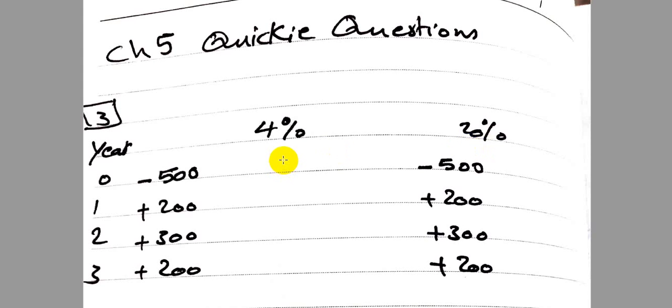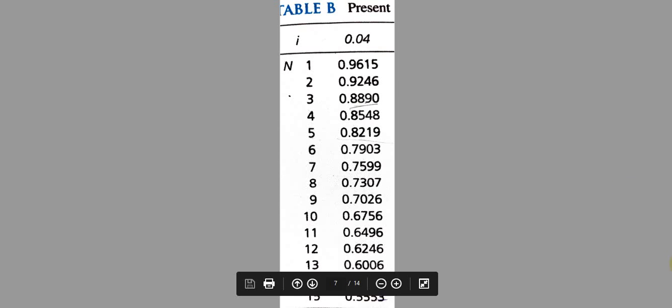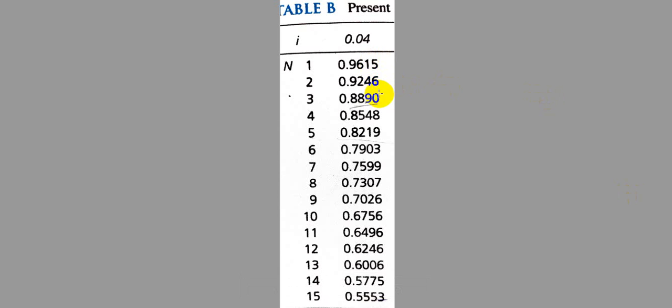So at 4% we get the factors here, and at 20% we get the factors, and calculate the net present value of the project on one hand using 4% and on the other hand using 20%. Like here we are using the first, the second, the third factors at 4%. As you can see, you take these numbers and write them beside the amounts of the inflows and outflows.